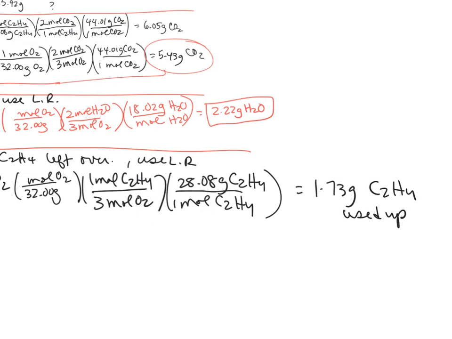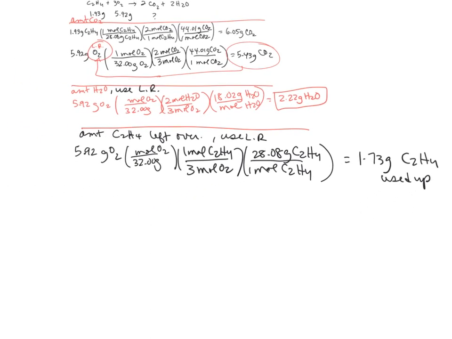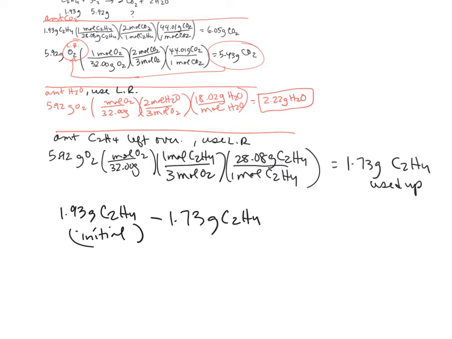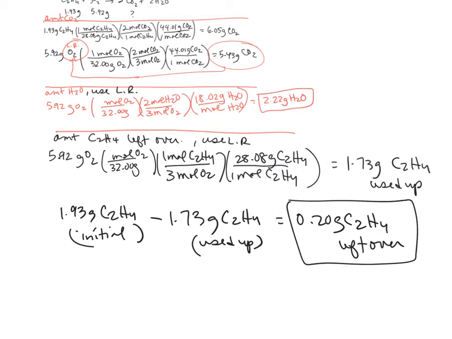Is that how much is left over? No. Okay, we started with 1.93 grams. So 1.93 grams C2H4 initial minus 1.73 grams C2H4 used up. And then this is going to be 0.20 grams of C2H4 left over, which is what we want right there.